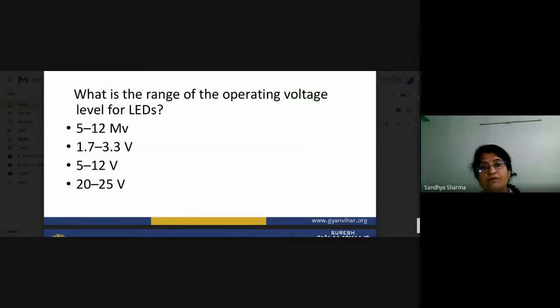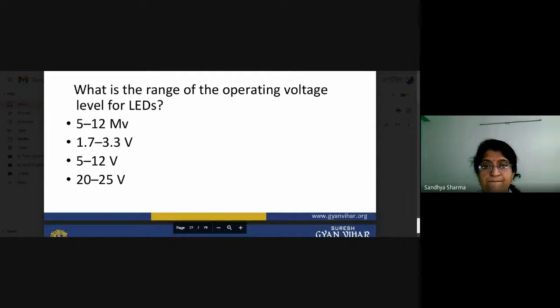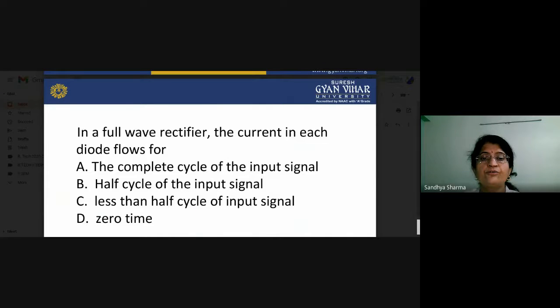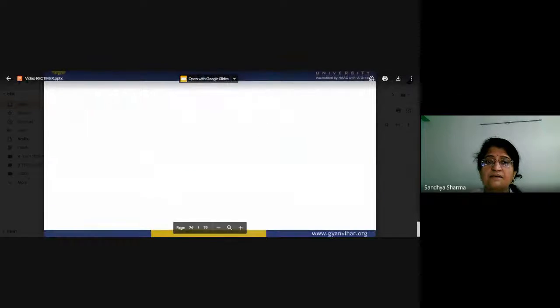Operating voltage level for an LED: you can know an LED generally lights up at around 1.36 to 3.3 volts. So 5 volts is also heavy for our LED. Full wave rectifier: the current in each diode flows for the complete cycle of input, half cycle of input, or less than half cycle of input. What will happen when you are working with the full wave rectifier? That is our main application.